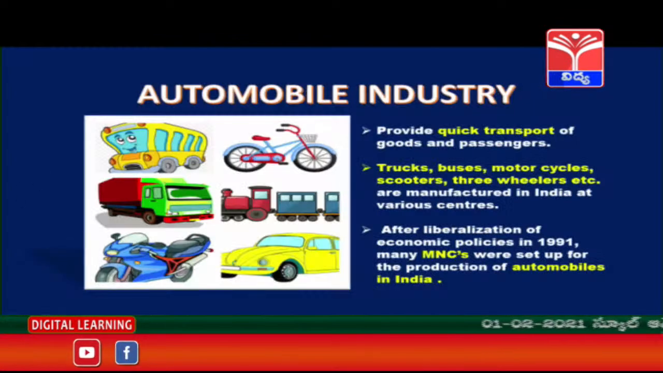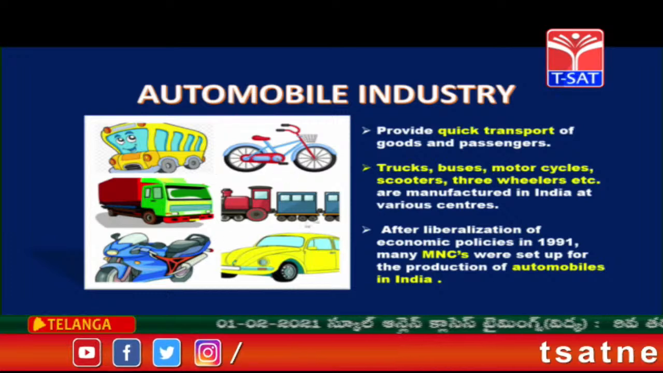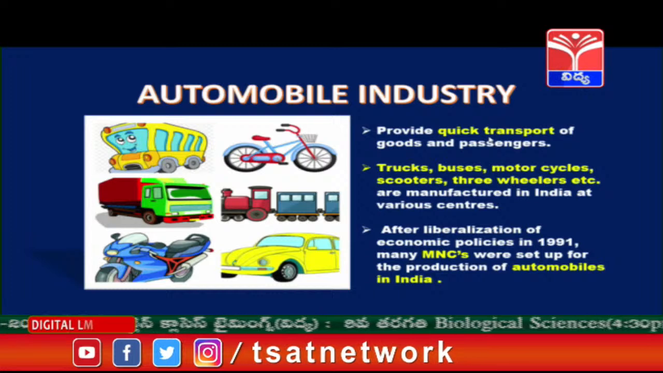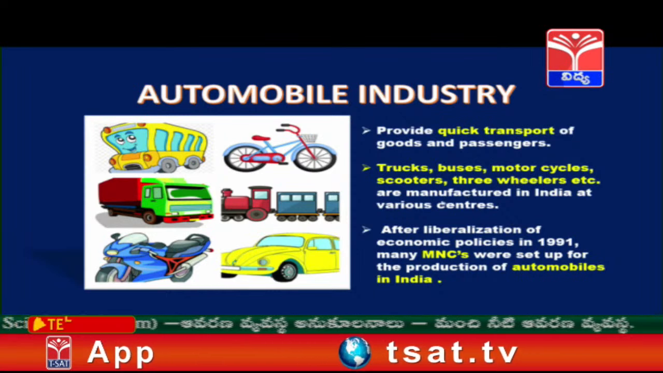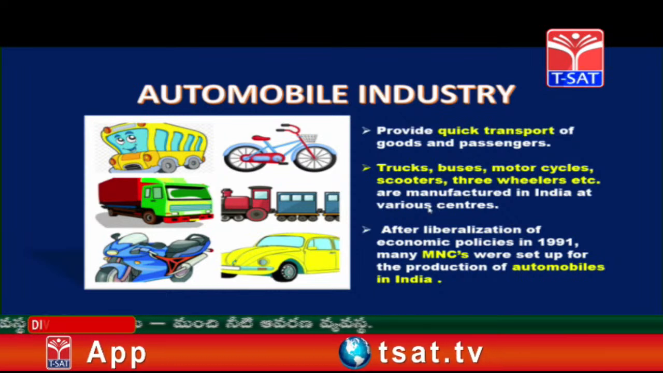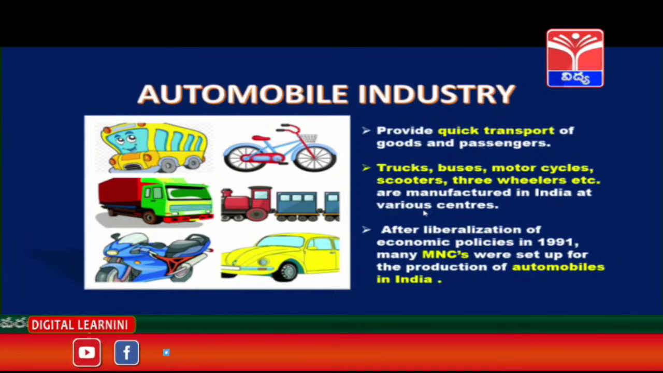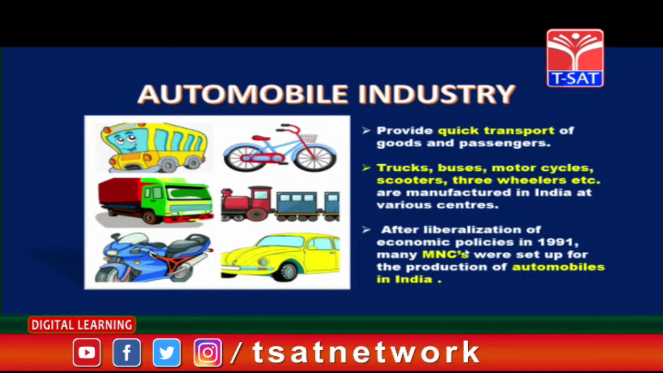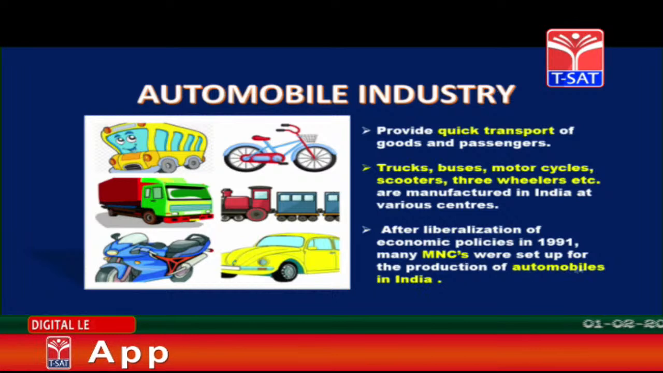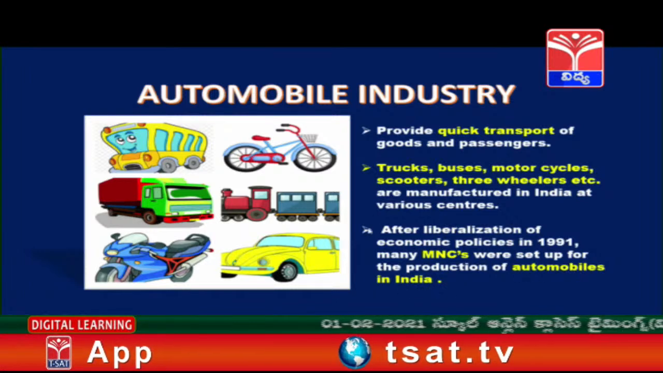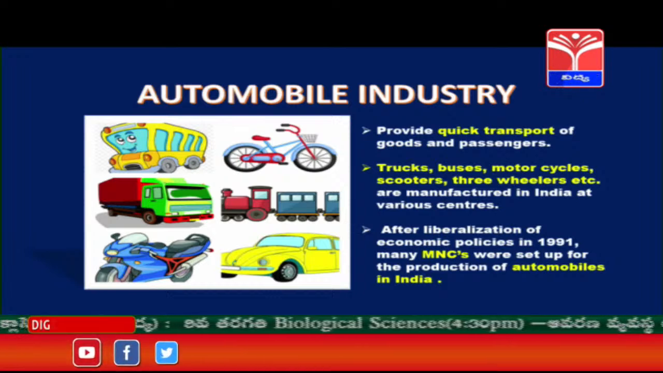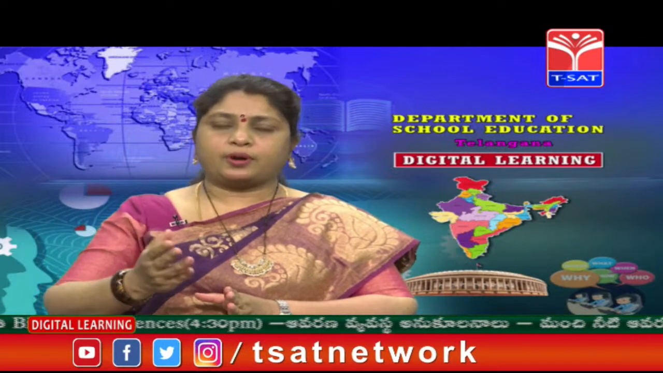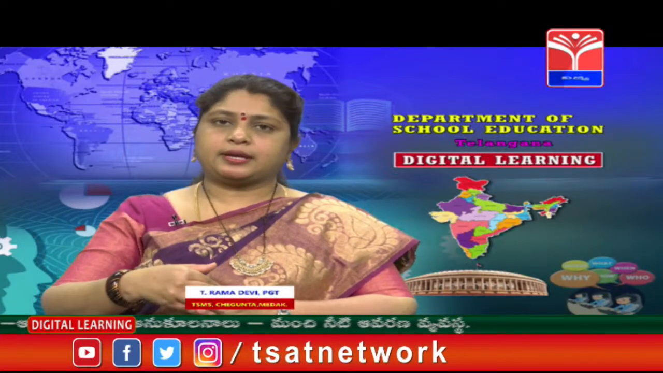Then next one is automobile industry. So, automobile means what? Vehicles. As you can see, different vehicles here. These provide quick transport of goods and passengers. Trucks, buses, motorcycles, scooters, three-wheelers, etc. are manufactured in India at various centers. After liberalization of economic policies in 1991, many MNCs were set up for the production of automobiles in India. What is MNC? Multinational company. So, after liberalization, that is after removing the licensing policies, many automobile industries were set up in India.